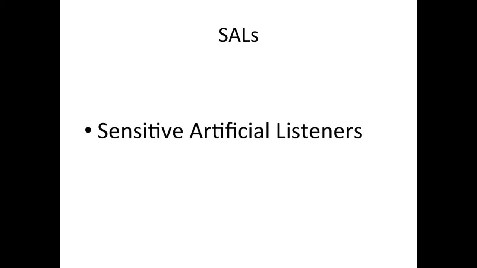So this new generation of avatars, which detect the user's gaze and facial expression, are now capable of back-channeling and knowing when to take turns and providing more appropriate responses and listening behaviors. They are now called sensitive artificial listeners.